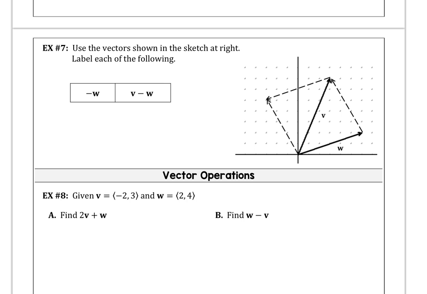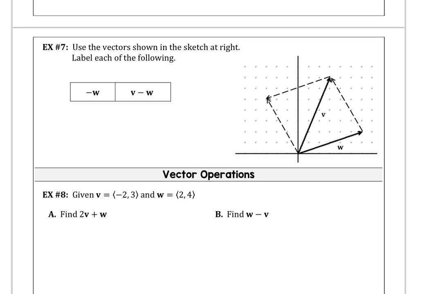For example 7, we want to use the vectors to label each one of the following. So negative w is up here. This is the opposite direction of vector w, because w is going up and right, and the opposite would go down and left.